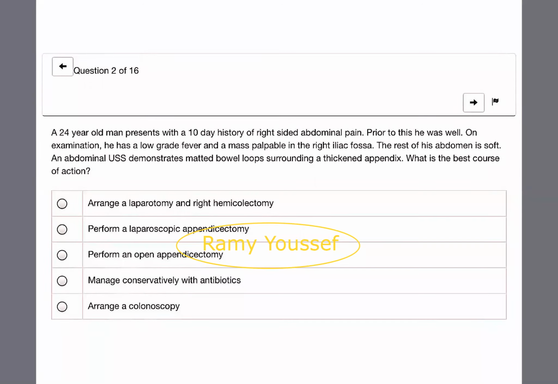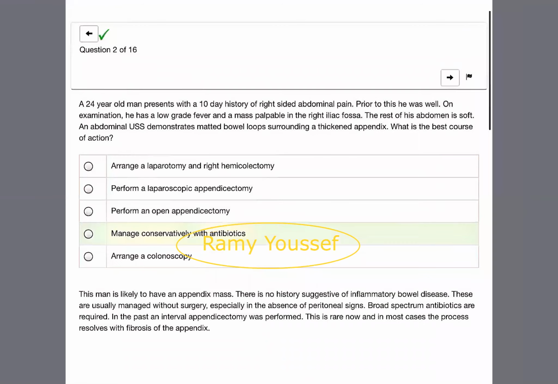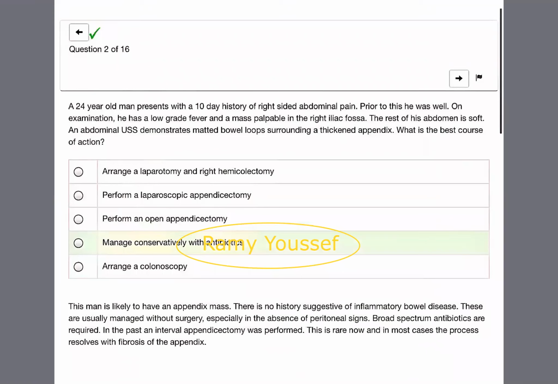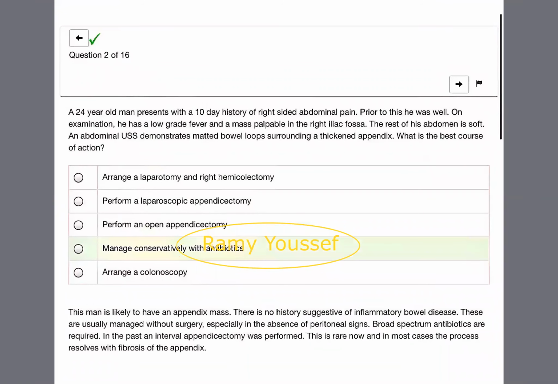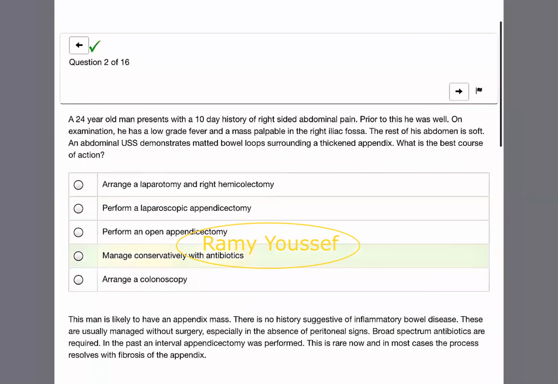So it is D. Manage conservatively with antibiotics, because when operating on an appendicular mass, it will hurt the bowel and increase the risk of infection and incisional hernia and other problems. Okay, what is this regimen called? Ochsner-Sherren. Ochsner-Sherren. Okay, perfect. This is a conservative treatment for an appendix mass. Exactly, appendix mass. So it is Ochsner-Sherren conservative treatment.